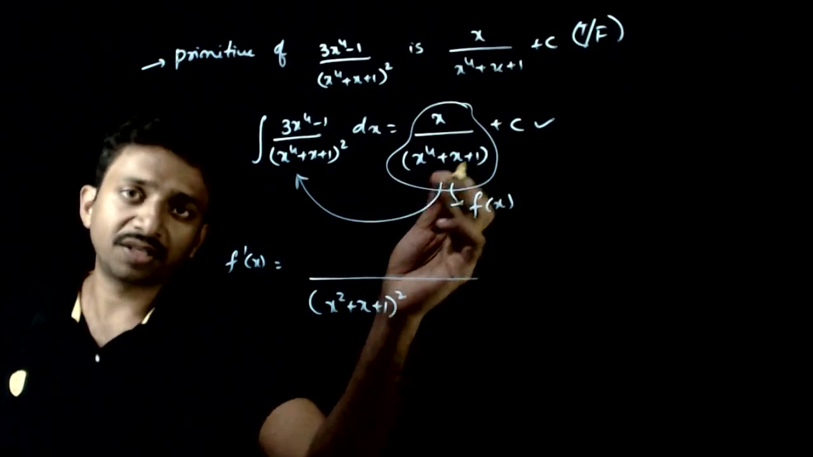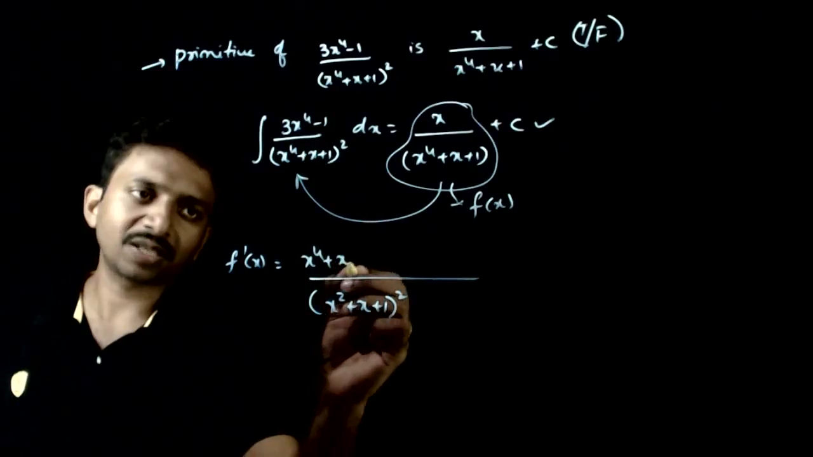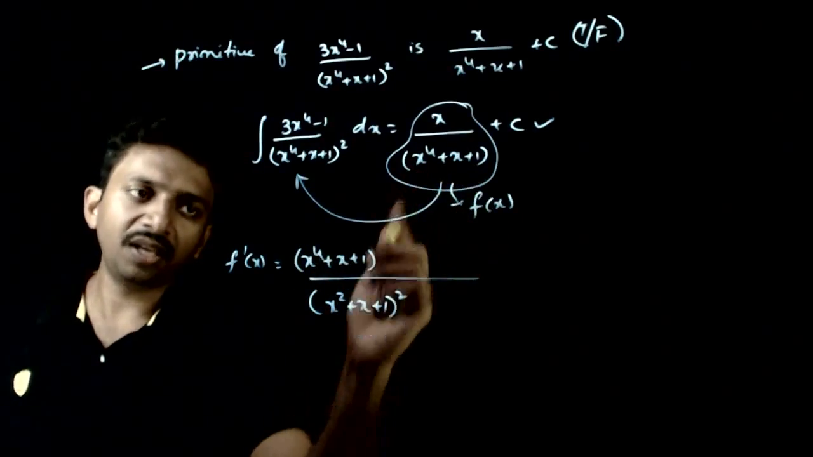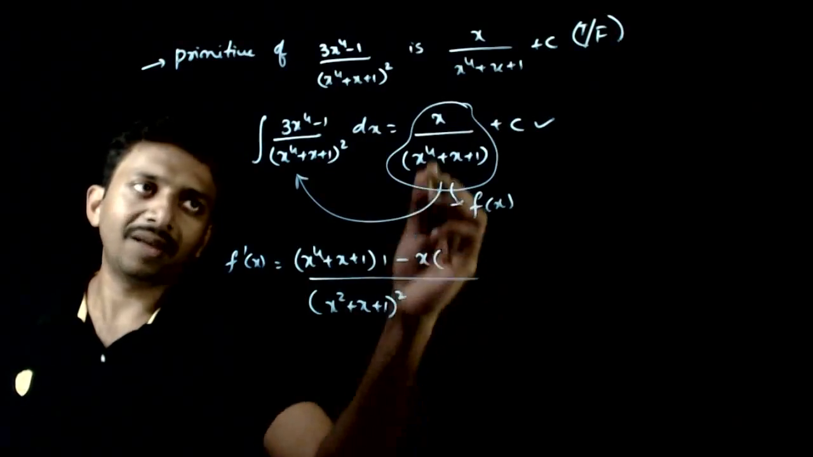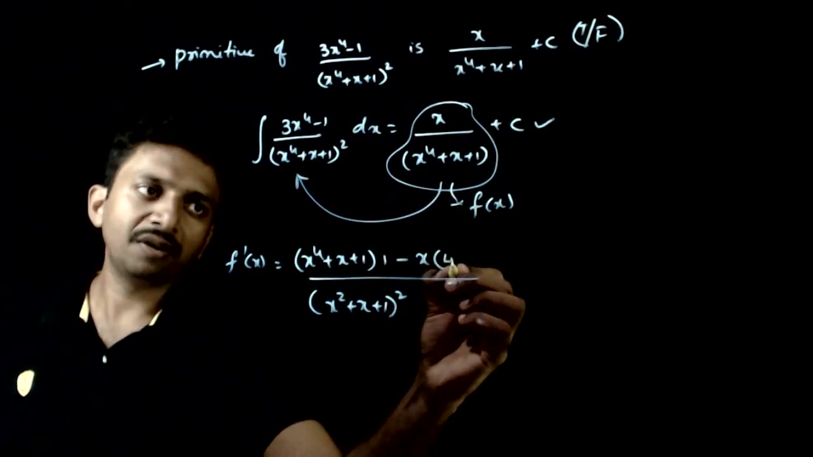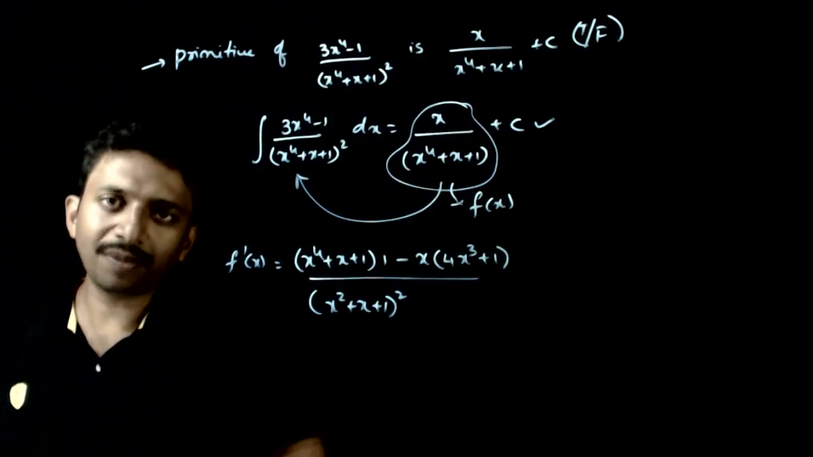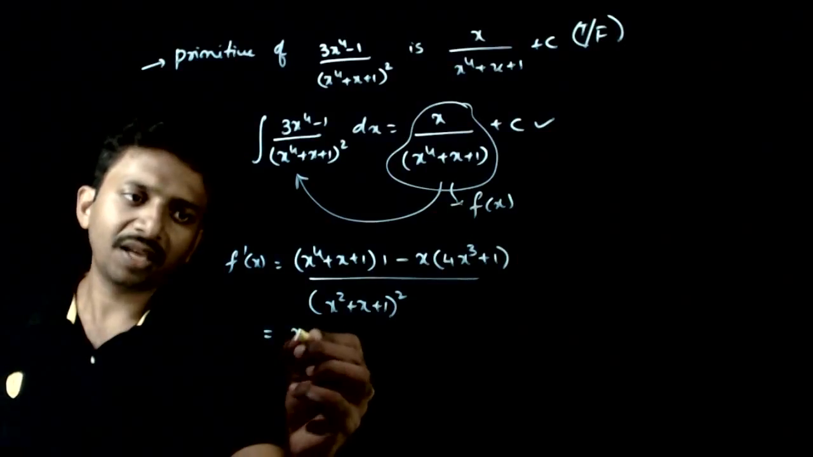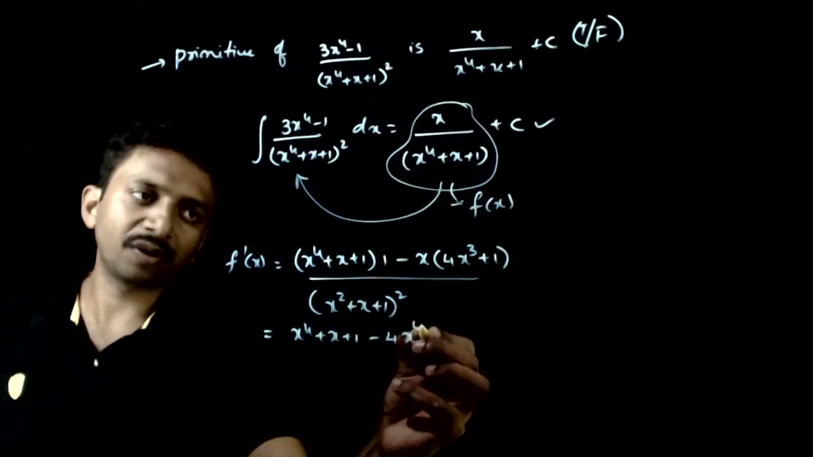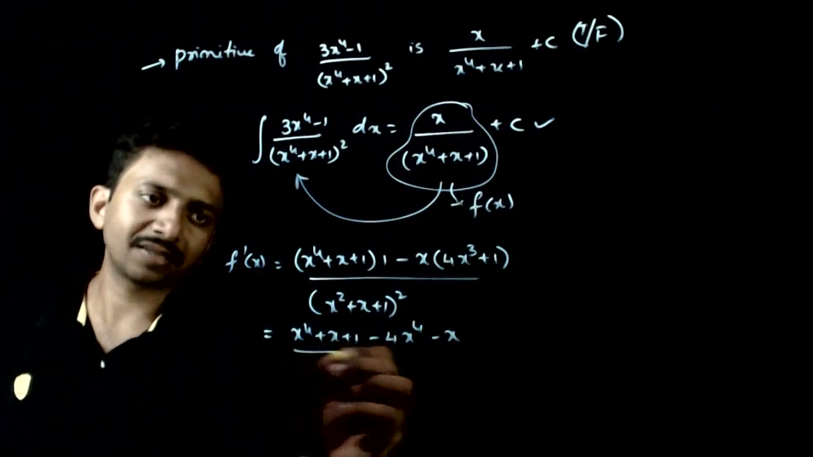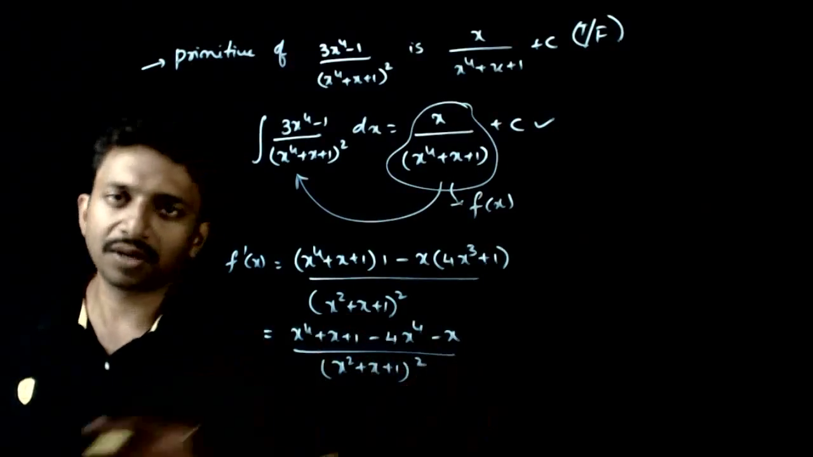So v square, so vu dash minus uv dash. So x power 4 plus x plus 1 into u dash is 1, minus u into x into its differentiation, which is 4x cube plus 1. That is equal to x power 4 plus x plus 1 minus 4x power 4 minus x, by x square plus x plus 1 whole square.